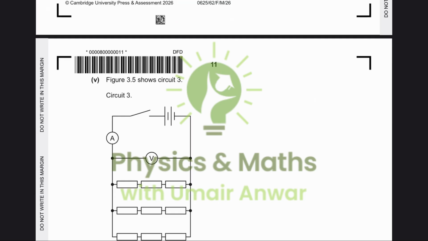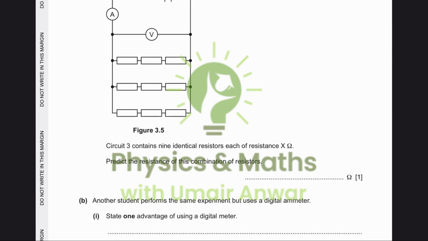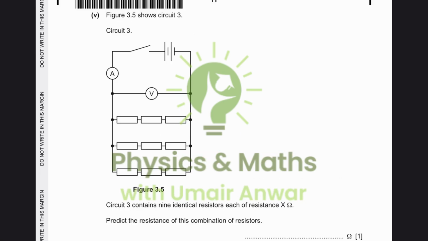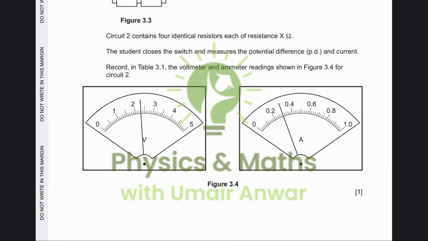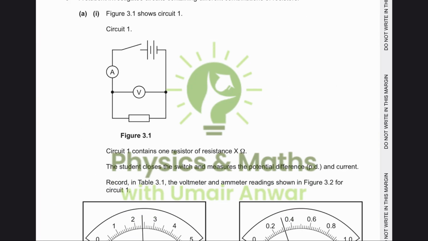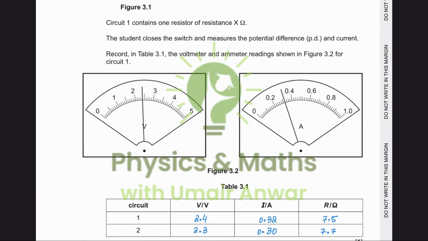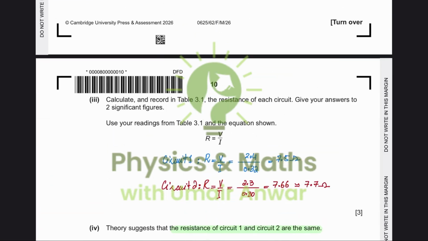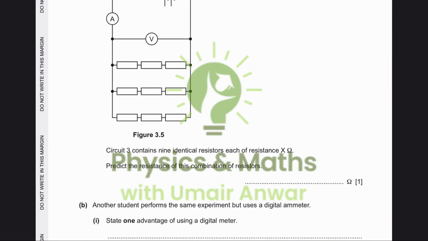Okay, the next part says figure 3.5 shows circuit 3. Circuit 3 contains 9 identical resistors, each of resistance X ohm. And remember, for this particular resistance value, in the first circuit we worked out the resistance to be 7.5 ohms. Identical means all of them have the same value of resistance, each of resistance X ohm, which came out to be 7.5 ohms. Predict the resistance of this combination of resistors.